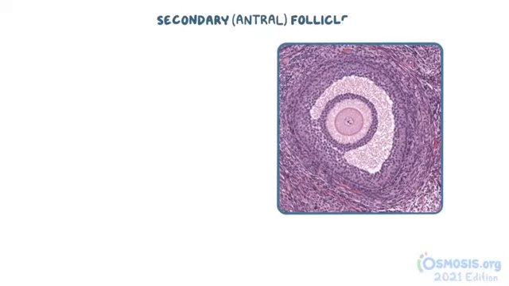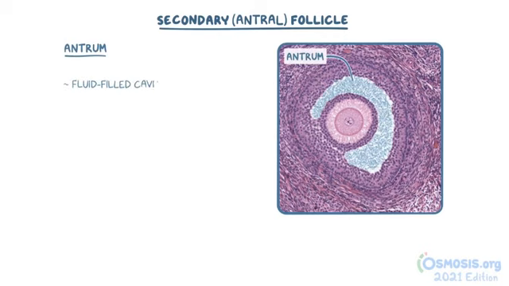The next stage of follicular development after the primary follicle is called the secondary or antral follicle. This stage can be identified by the formation of an antrum, which is a fluid-filled cavity that increases in size as the follicle matures and is formed within the granulosa layer.